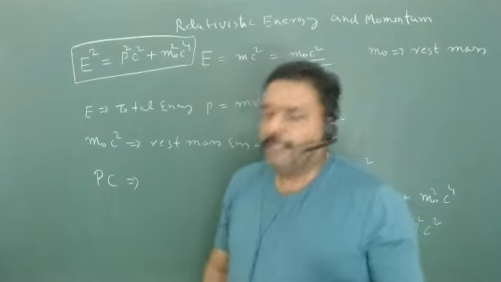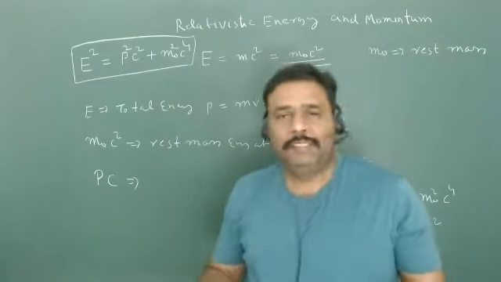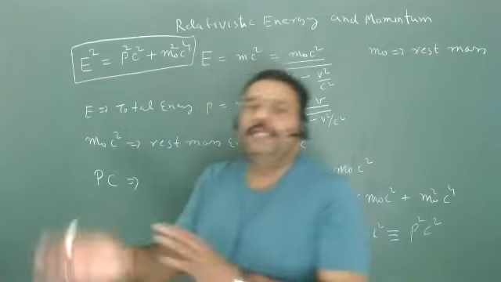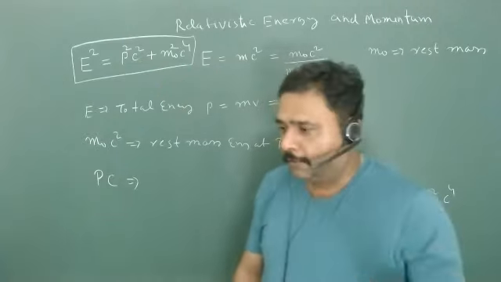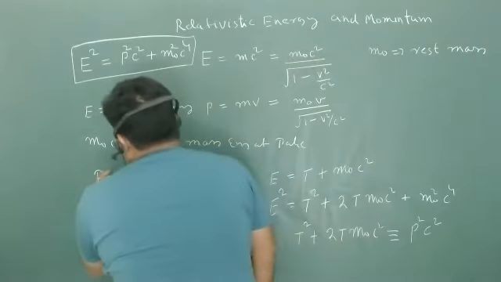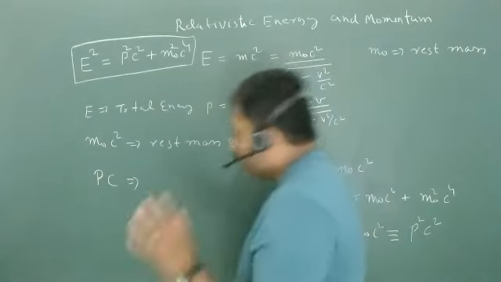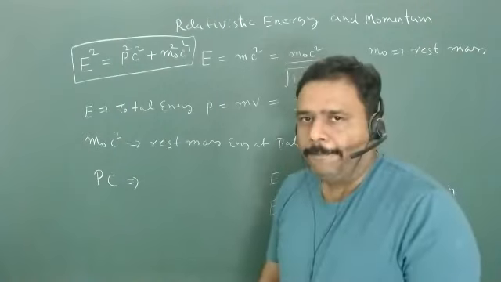Don't be confused that it is kinetic energy square, because it is my experience that whenever I ask people what this P into C is, they say it is kinetic energy, which is absolutely wrong. This is not kinetic energy. It is momentum into speed of light, and obviously it has the dimension of energy.